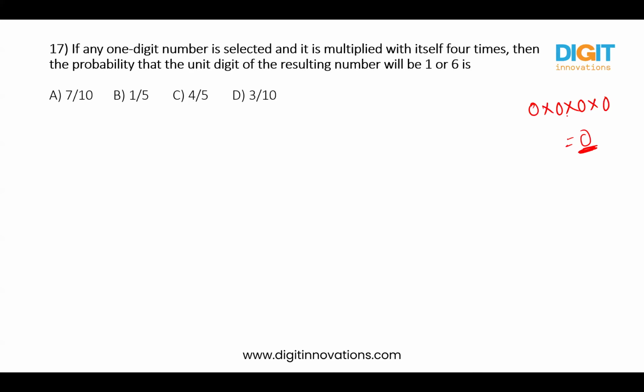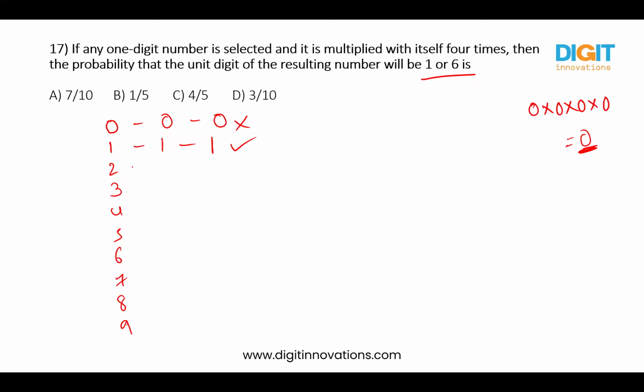How many possibilities are there for getting that? They're asking how many single digits there are: 0, 1, 2, 3, 4, 5, 6, 7, 8, and 9. These are the single digits. So let us multiply. Whenever you multiply 0, you'll get 0 only. But they are telling the number should be 1 or 6. So this is not the correct one. And when it comes to 1, whenever you multiply 1 4 times, you'll always end up with 1 only.